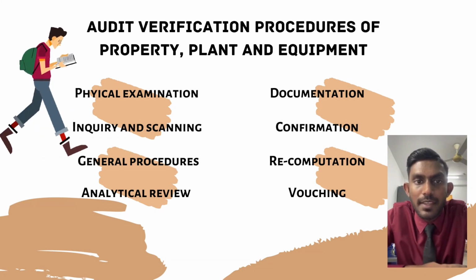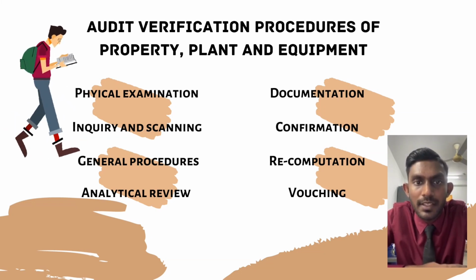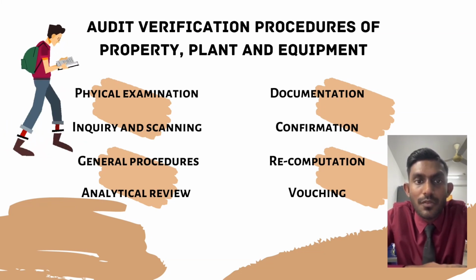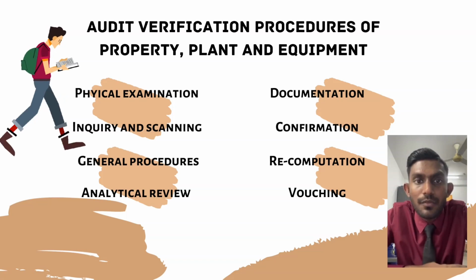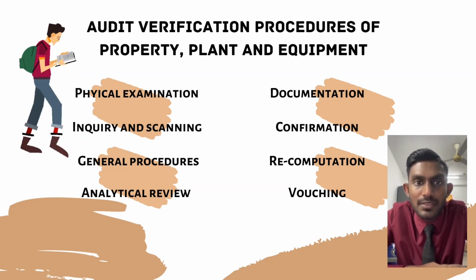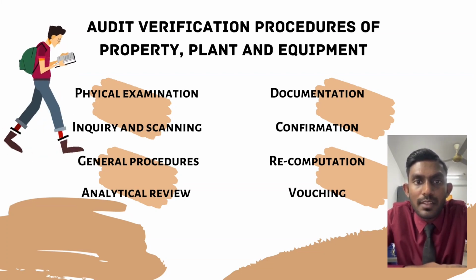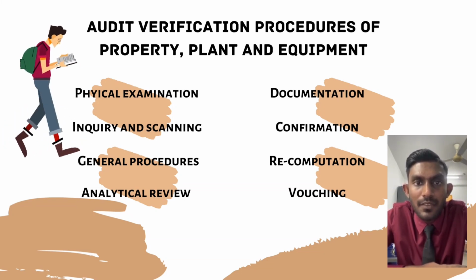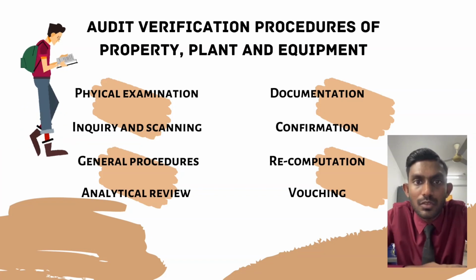Inquiry and scanning means, if the client has constructed the building, the auditor should examine the certificates received from the contractor. The sixth one is confirmation. The example for audit procedure for confirmation is the auditor should inspect the lease agreement to find out the value of the property and its duration. And the seventh one is recomputation, where the annual charge for depreciation will be arrived at by dividing the total cost by the term of the lease.